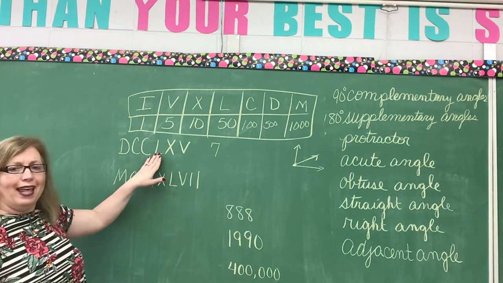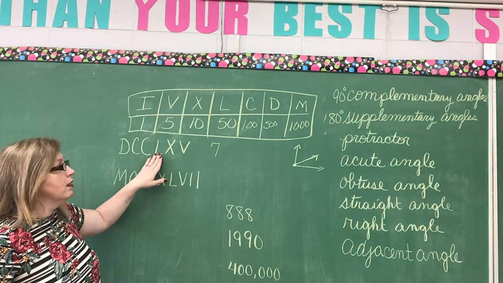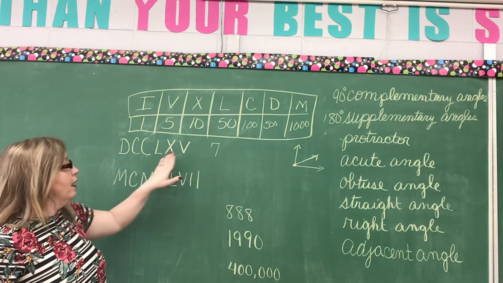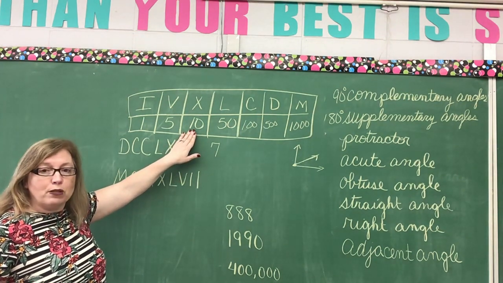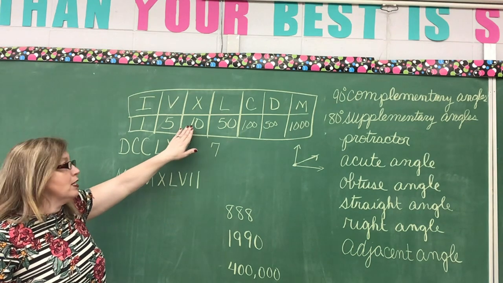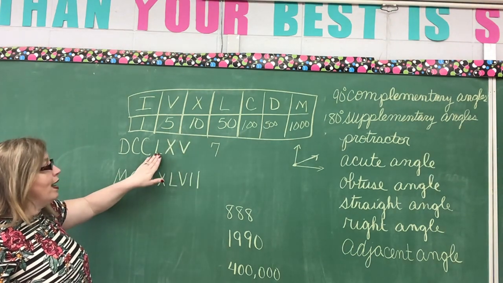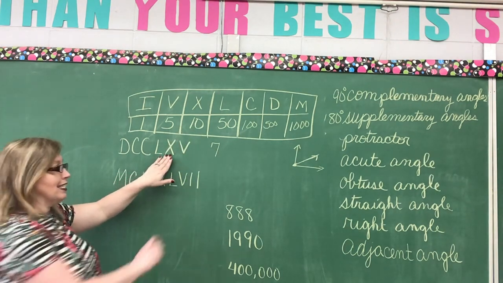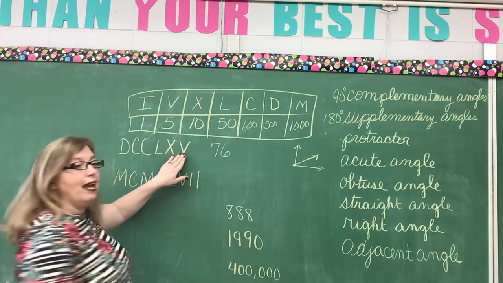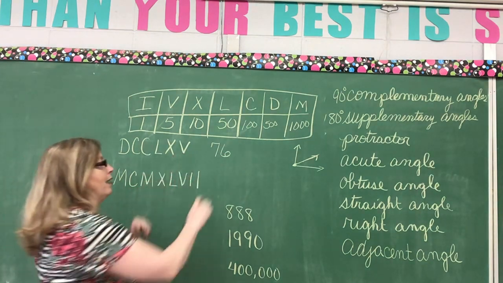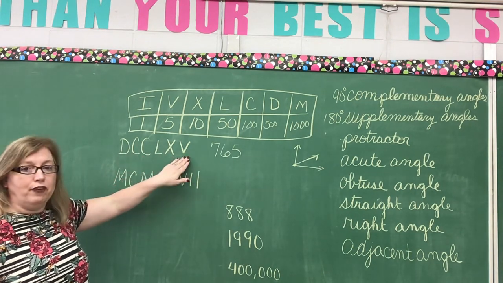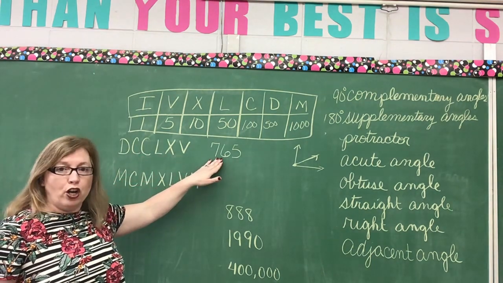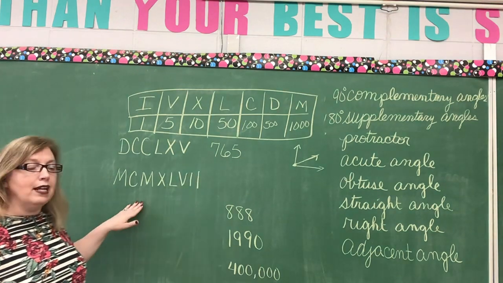Now, I have an L, which is 50, and I have an X, which is 10. Am I going to add or subtract? I'm going to add because the 10 comes after. So I have 50, 60, then I have the V, which is a 5. So that means that DCCLXV equals 765.